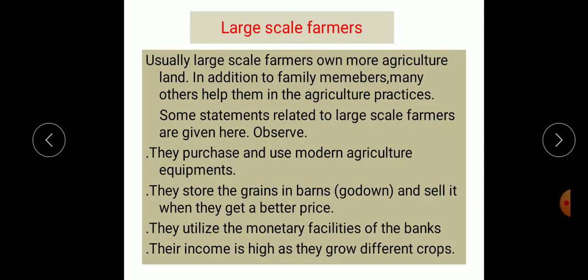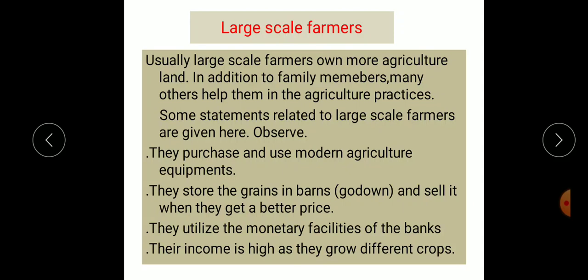Observe. Means the large scale farmers, they easily purchase and use modern agriculture equipment, and they store the grains in barns or godowns and sell it when they get a better price. And they utilize the monetary facilities of the banks, means they take cheaper loans through the bank. Their income is high as they grow different crops in different seasons. So large scale farmers have 20 to 50 acres of land.